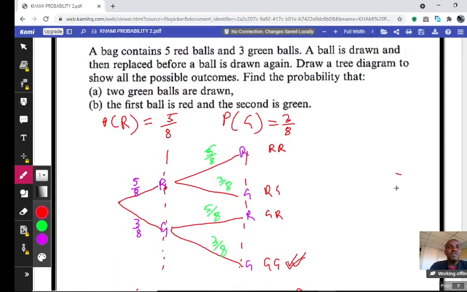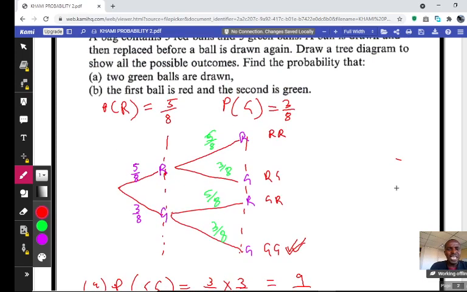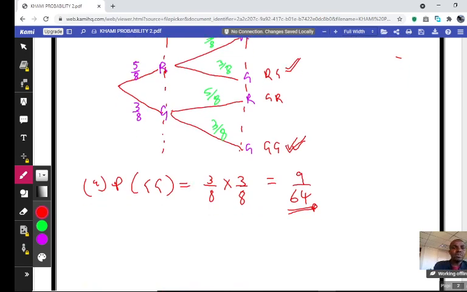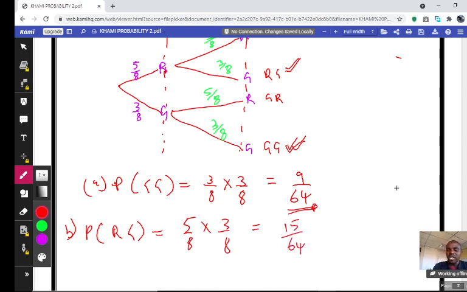It reads, find the probability that the first ball is red and the second is green. In this case, if you can see, there is order. The first must be red and the second must be green. So it's red followed by green. It's this one. So that's the probability. That's the diagram. So the probability of part B, red followed by green, is equal to red, which is 5 over 8, times green, which is 3 over 8. If you simplify this, you get 15 over 64.